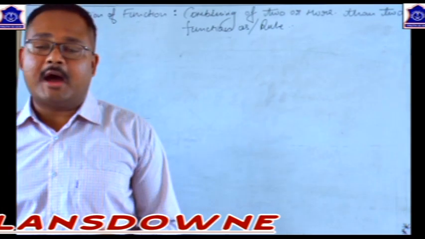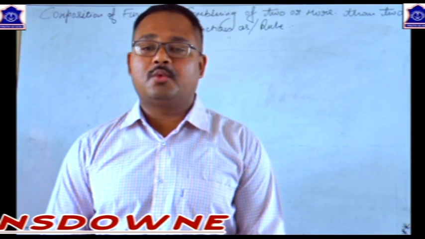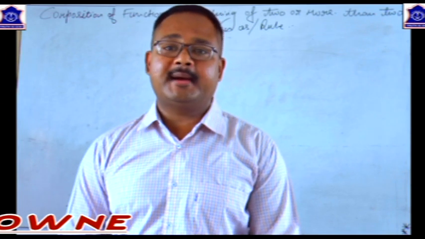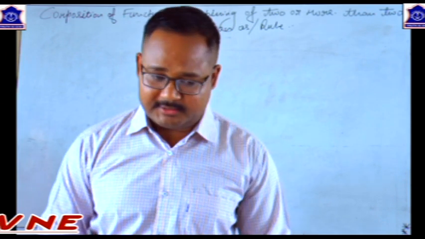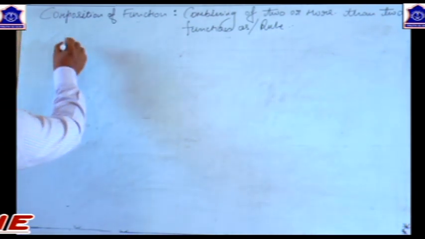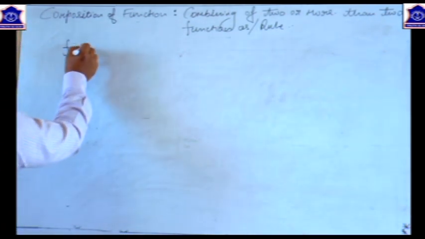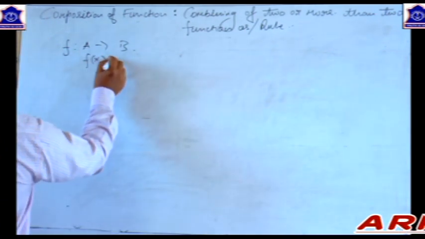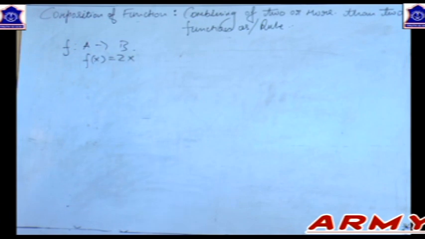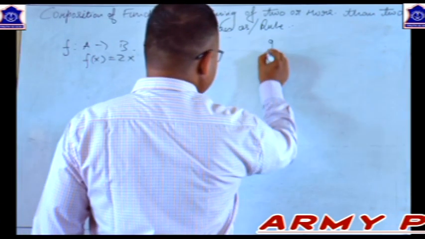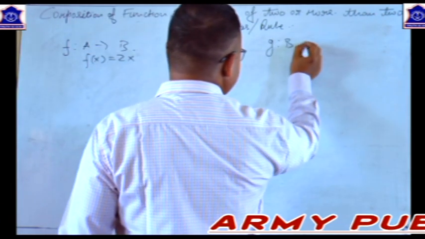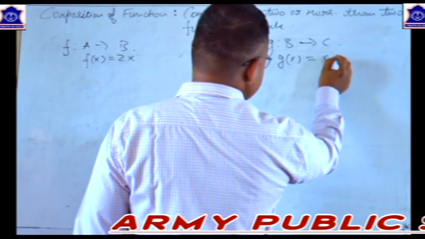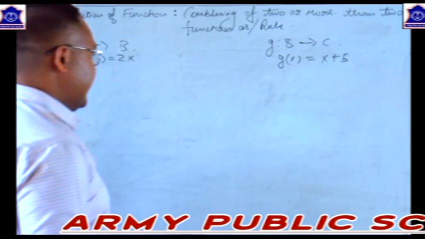Okay students, so now I am going to explain what will be the domain and codomain of a composed function which is obtained by combining any two given functions. Let us consider a function. We have a function f which is from set A to set B and it is defined as fx equals 2x, and there is another function g which is from set B to set C and the function is defined as gx equals x plus 5.